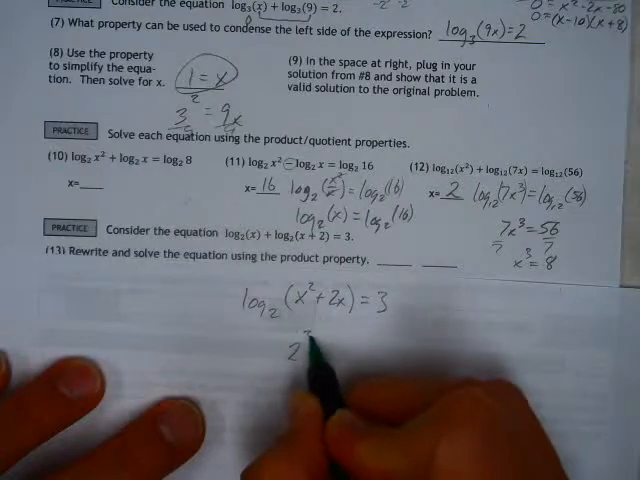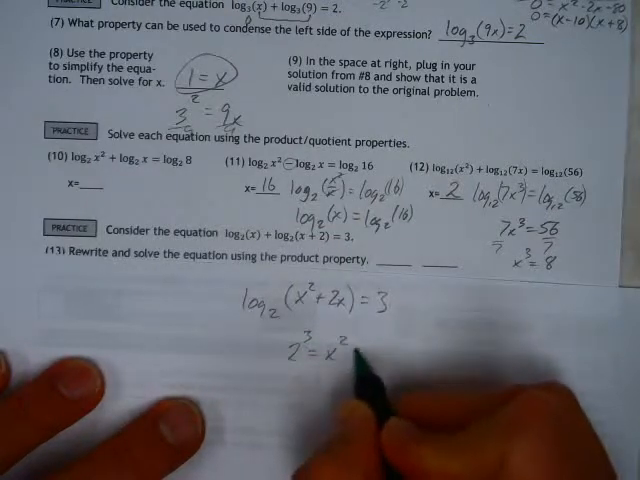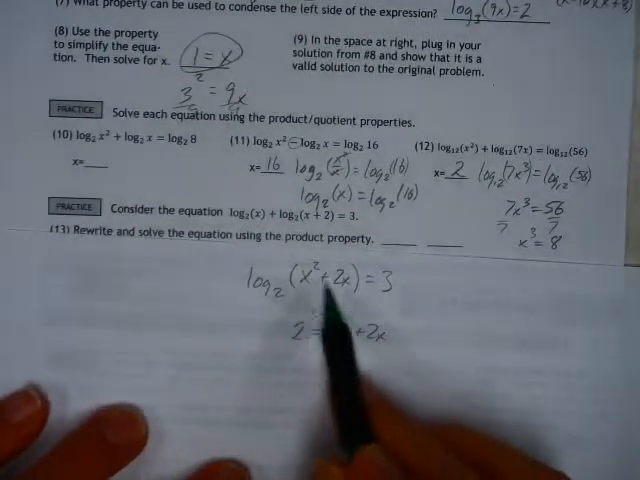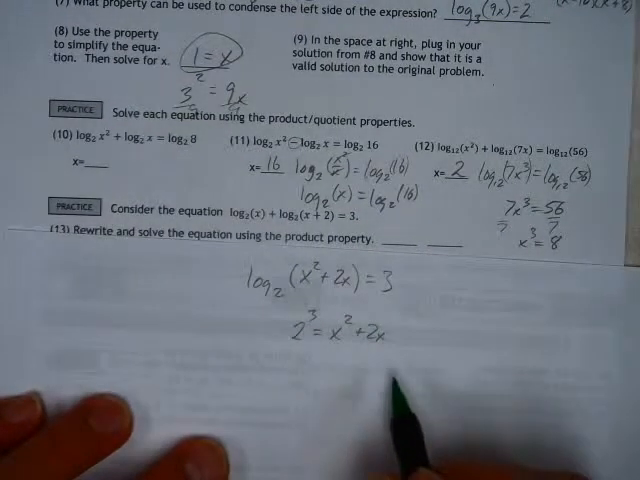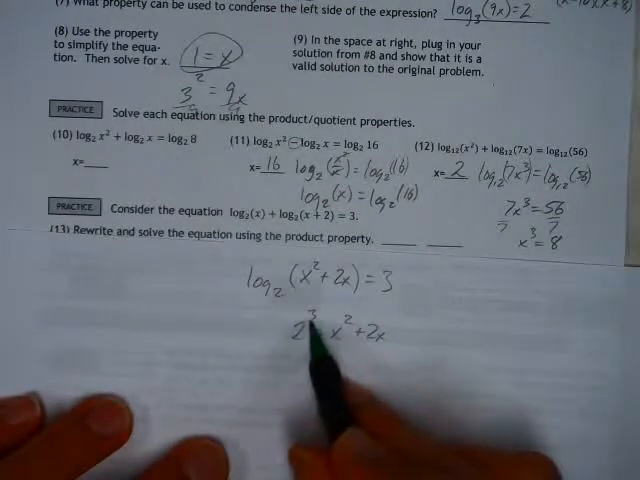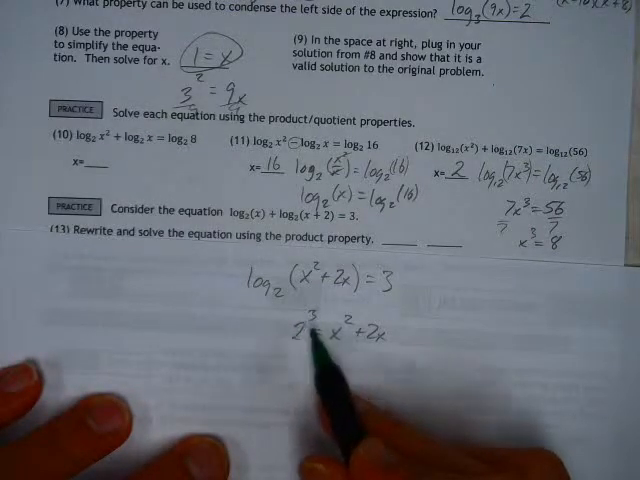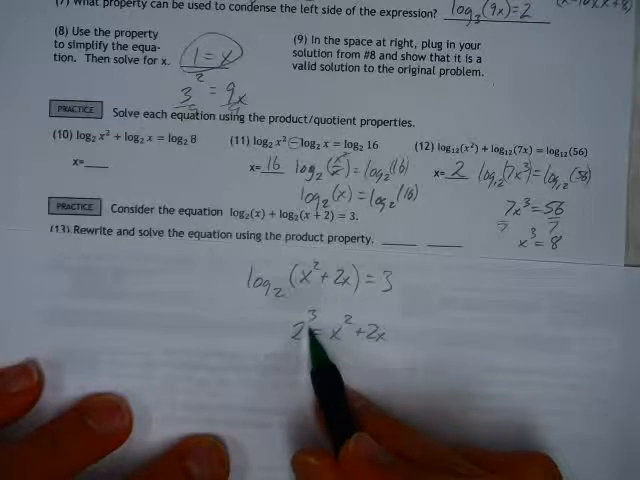2 to the third power equals x squared plus 2x. It's the same thing we've been doing. We're just starting to incorporate some stuff now instead of just another number. Well, that's an 8. 2 to the third power. Please understand it's not a 9, and some people will call it a 9. You're just confused. So it's 8.